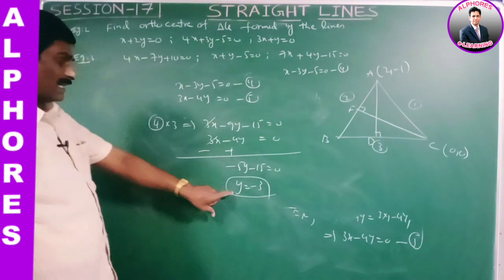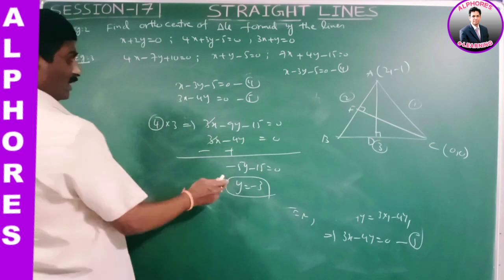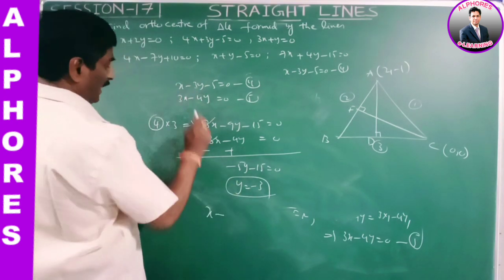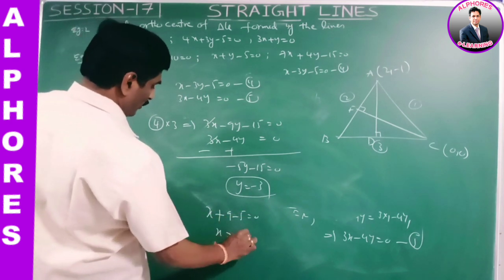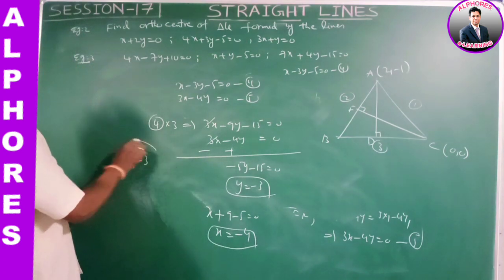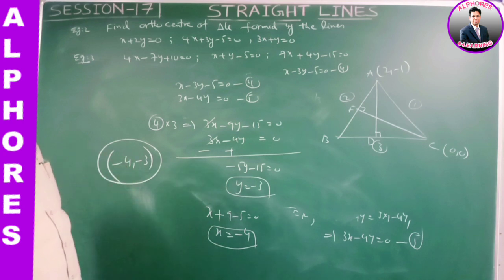Substitute the value y is equal to minus 3 in equation 4 or 5, we get the x coordinate. That means x minus 3 into minus 3, means plus 9, minus 5 is equal to 0. x is equal to minus 4. Therefore, the orthocenter of the triangle is (minus 4, minus 3). Please note this value.